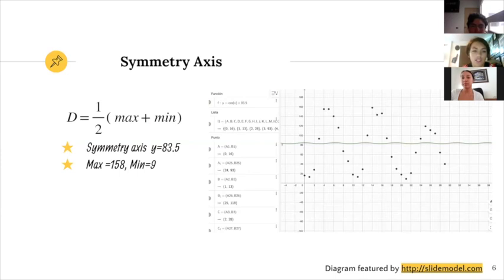The symmetry axis is a line in the y-axis that represents the symmetry of the graph. To get the exact value, we use the minimum and maximum value of the table. Then we solve it, and we get the value. After doing this, we find that the equation of the symmetry axis is y equals 83.5.